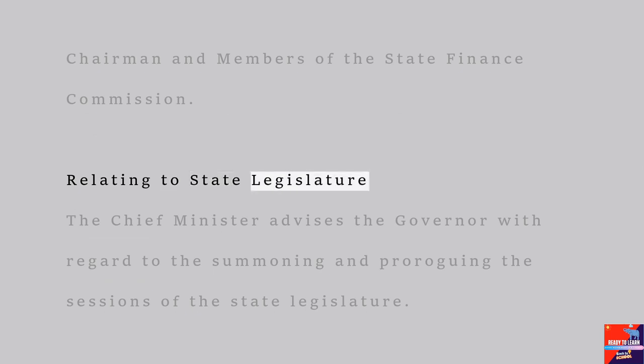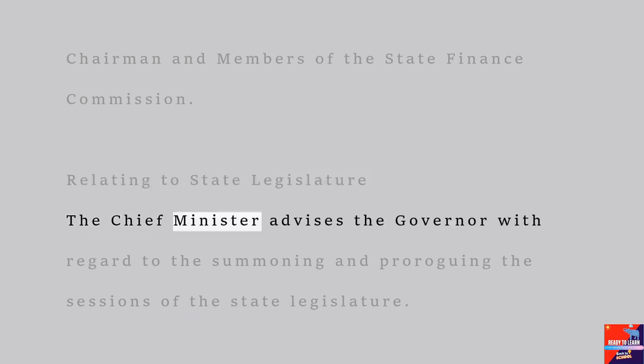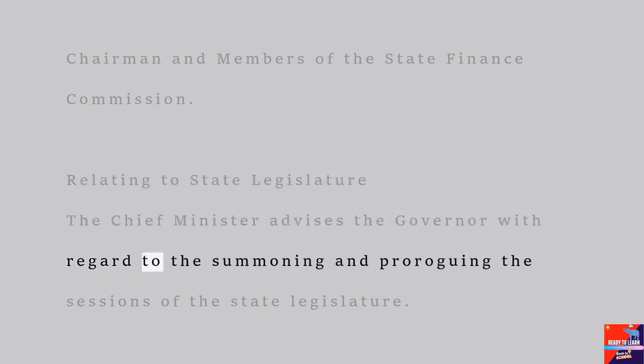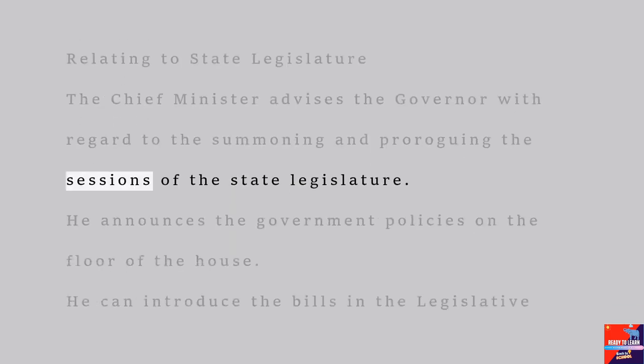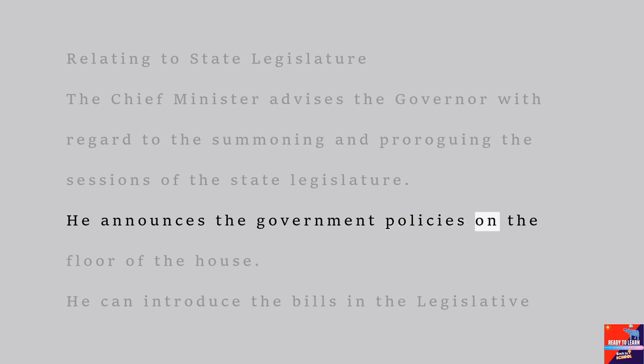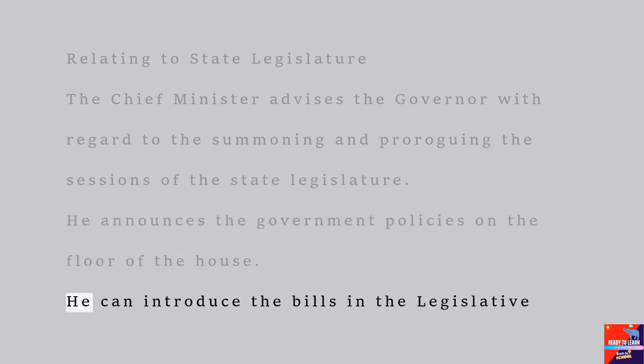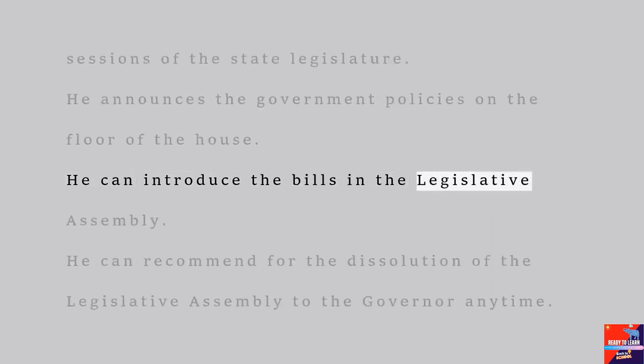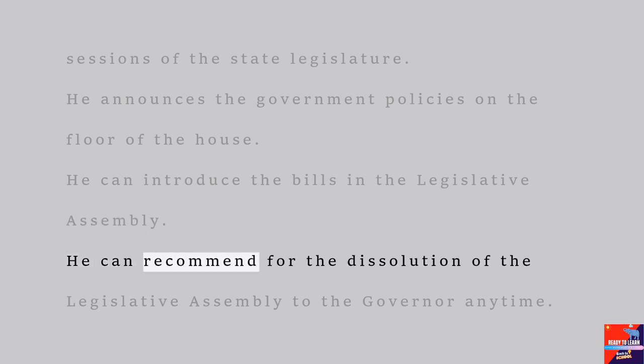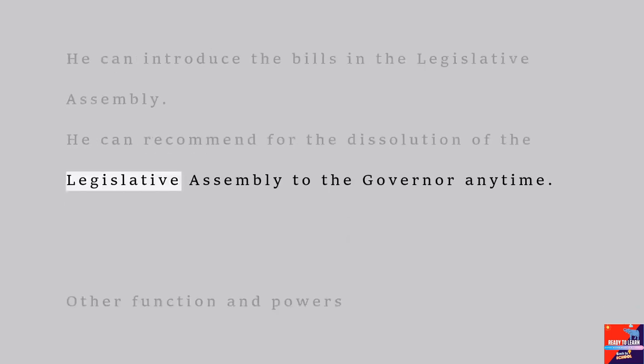Relating to state legislature. The chief minister advises the governor with regard to the summoning and proroguing the sessions of the state legislature. He announces the government policies on the floor of the House. He can introduce the bills in the Legislative Assembly. He can recommend for the dissolution of the Legislative Assembly to the governor anytime.